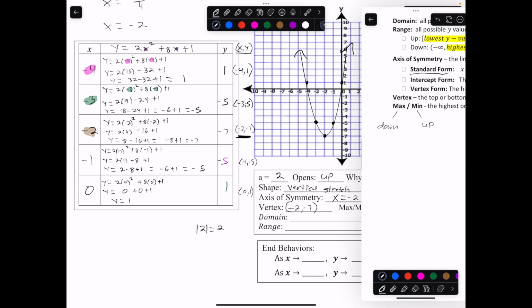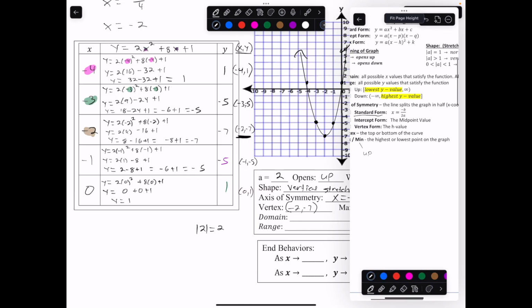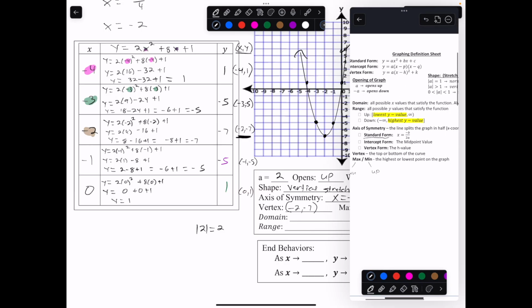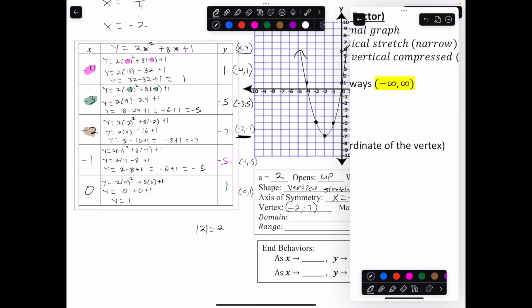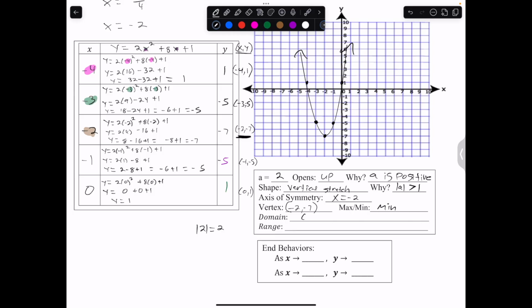The domain, it's also on our sheet, okay? The domain is all the possible x values that satisfy the function, and it is always going to be negative infinity, comma, infinity, with parentheses. So negative infinity, comma, infinity.